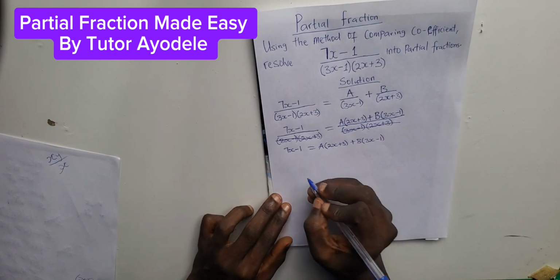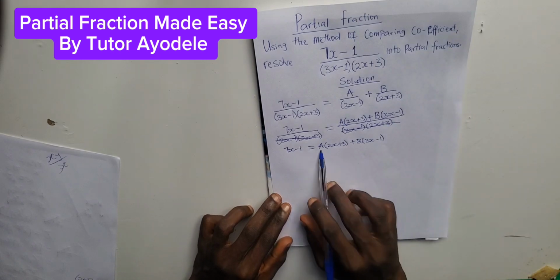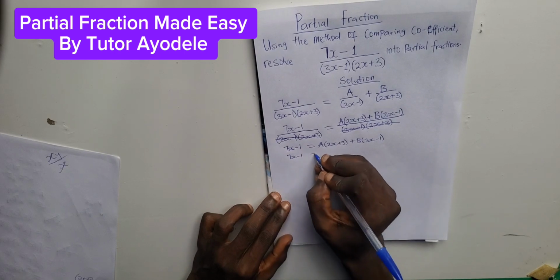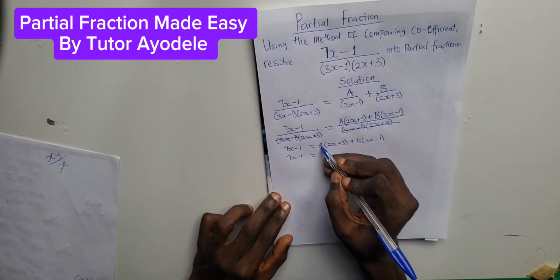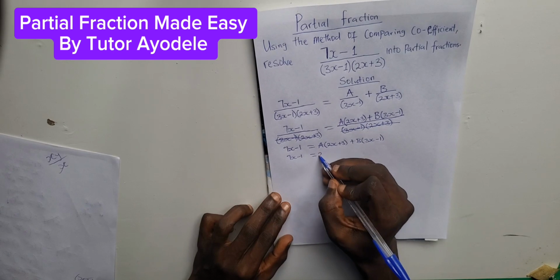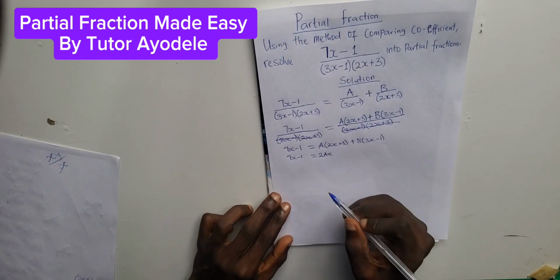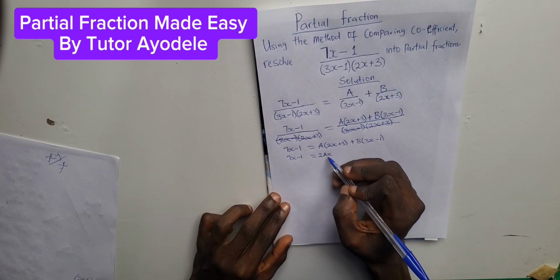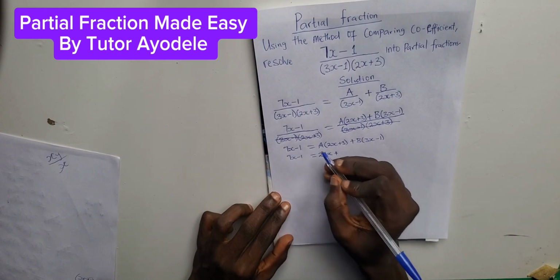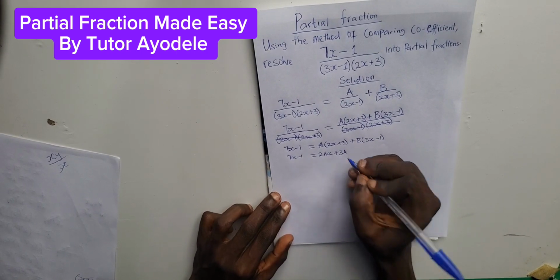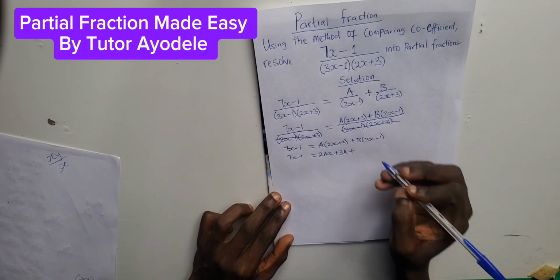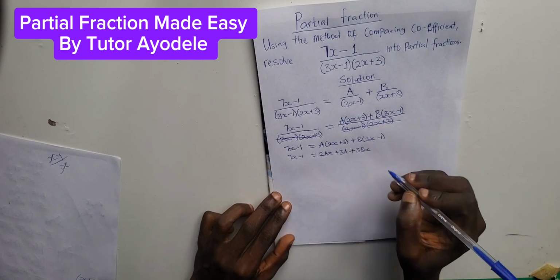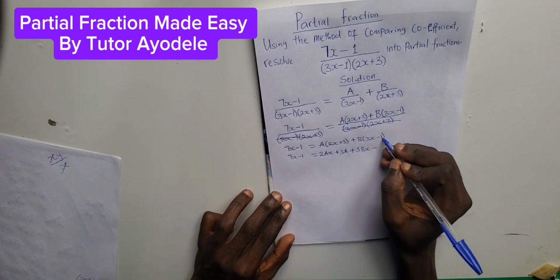Since we are asked to make use of the coefficient method, we need to open the bracket first. We have 7x minus 1 at the left, equals, at the right, A times 2x, which gives 2ax. I can put the A here or at the middle, just that I follow the alphabetical order. Plus A times 3 gives 3a, plus B times 3x gives 3bx, minus B times 1 gives B.